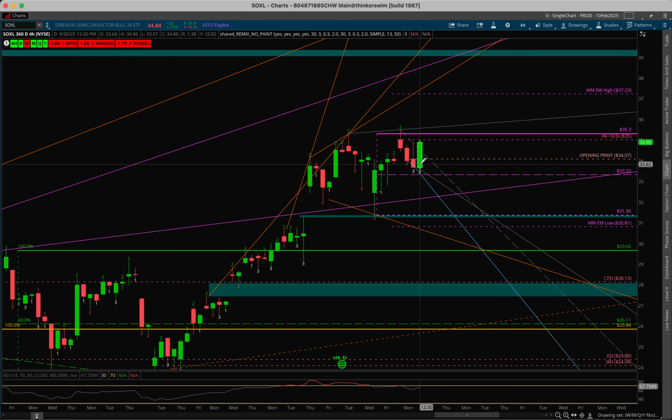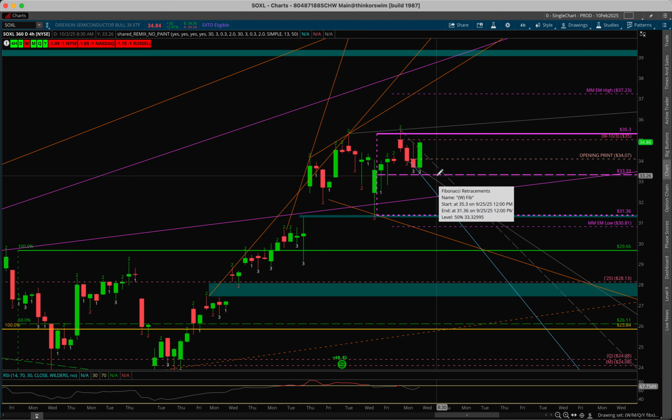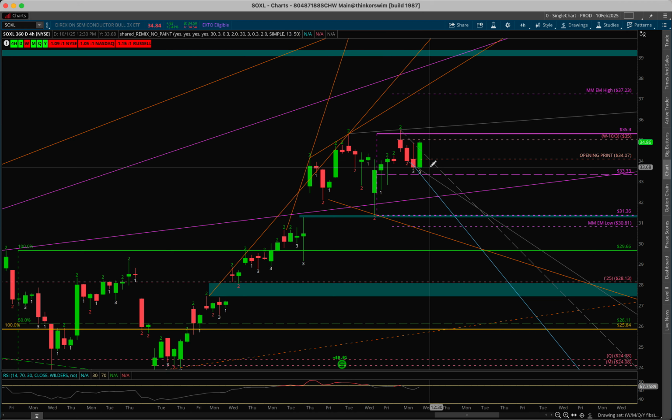If we do go down, it's just the same thing in reverse, right? If we do push down and say we find support on last week's 50%, that gives us a 3-2 down and possibly a 3-2 down, 2 up into the afternoon tomorrow. So really it can go either way tomorrow.